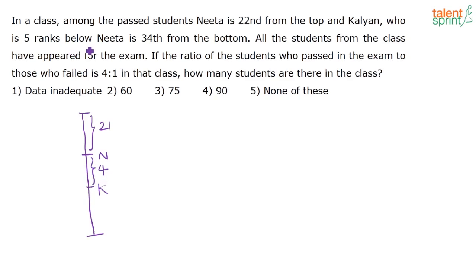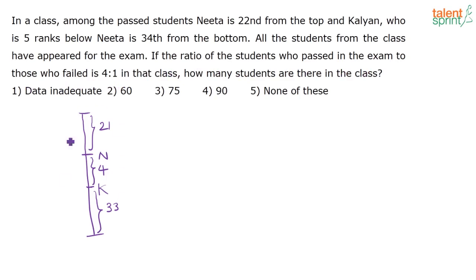And Kalyan is 34th from the bottom. So how many people are there after Kalyan? In the class, there are going to be 33 students who are ranked after Kalyan. Now, all the students of the class have appeared for the exam. If the ratio of the students who passed in the exam to those who failed in the exam is 4:1, then how many students are there?